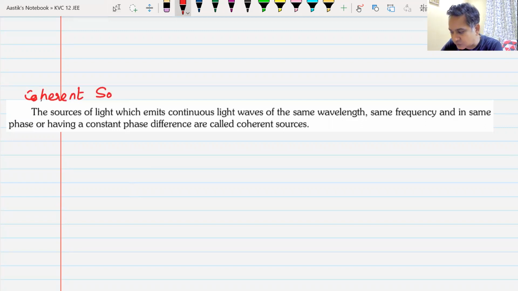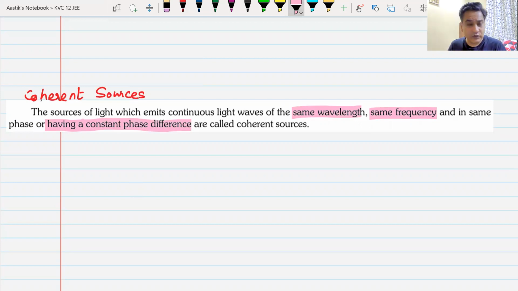Coherent sources are those sources of light, or for that matter any wave, which produce light of the same wavelength. When I say same wavelength, that means same frequency. They may not be in the same phase, but they have a constant phase difference between them. Such sources are known as coherent sources.